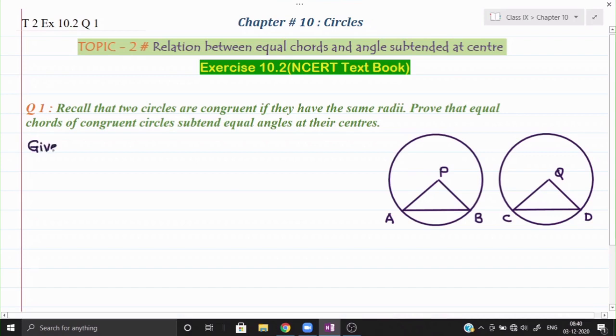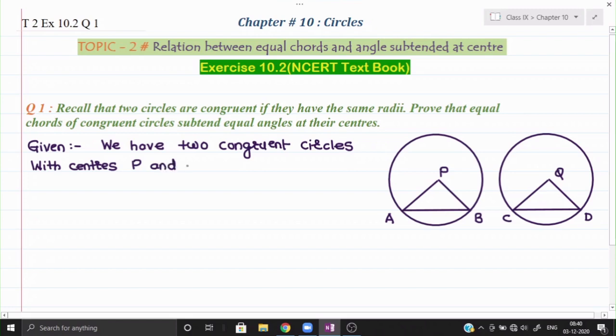So in the given, first we shall write down: we have two congruent circles with centers P and Q respectively, and we have given that chords AB and CD are equal. That is also given in the question.